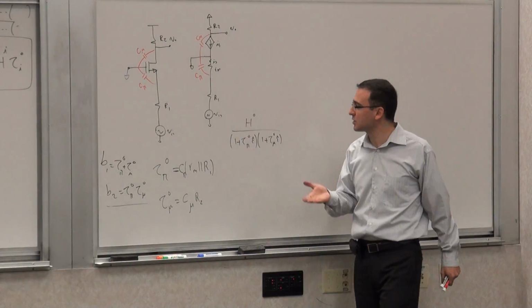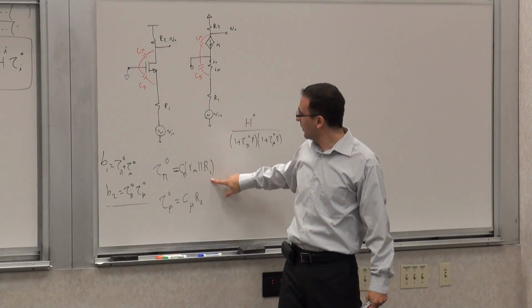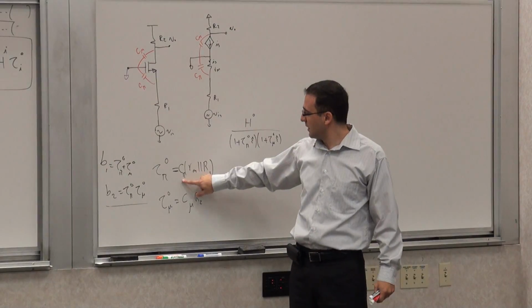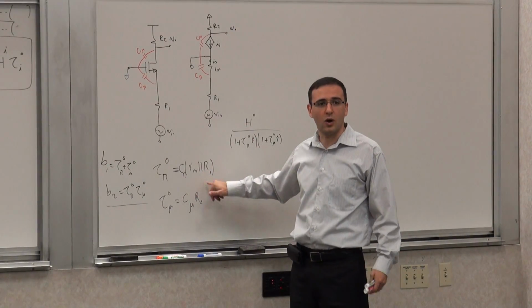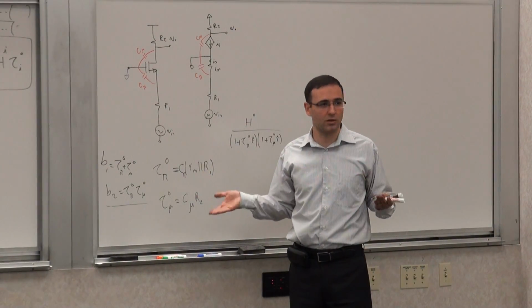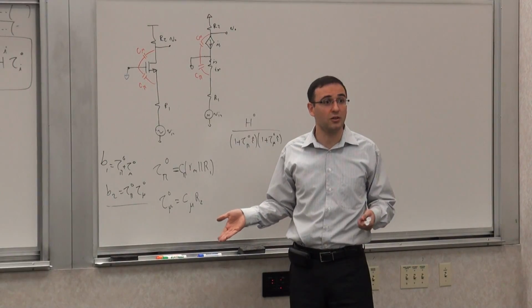How about here? Do we have a large time constant? Well, how about this one? What is this on the order of? Well, let's say Rm in parallel with R1. So I know Rm parallel with anything is smaller than Rm. So let's say the worst case scenario is Rm.